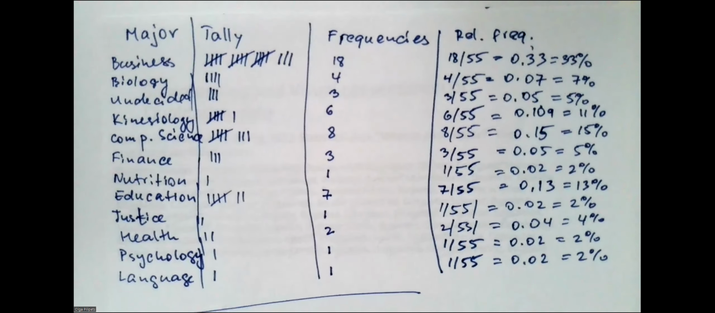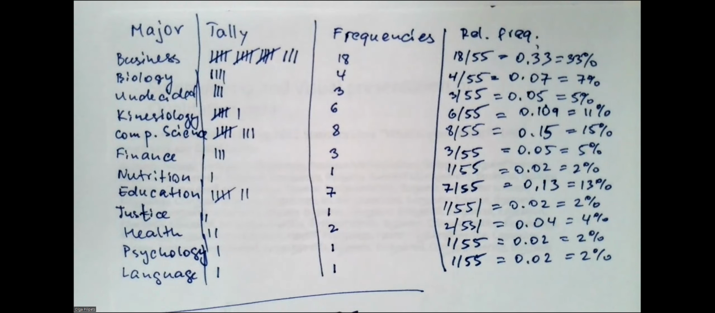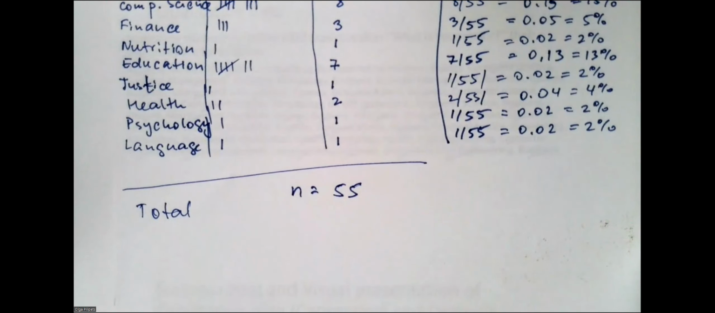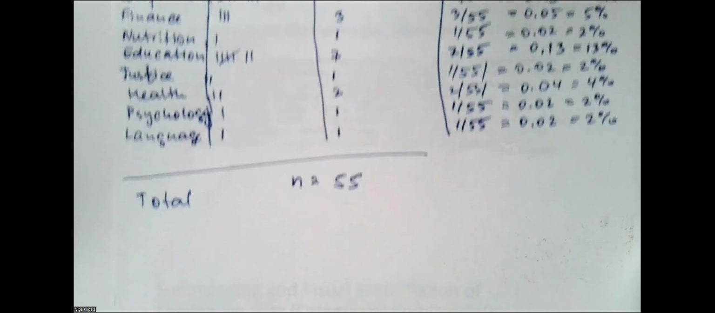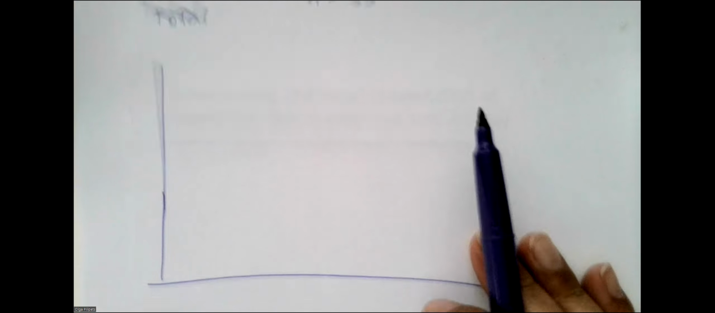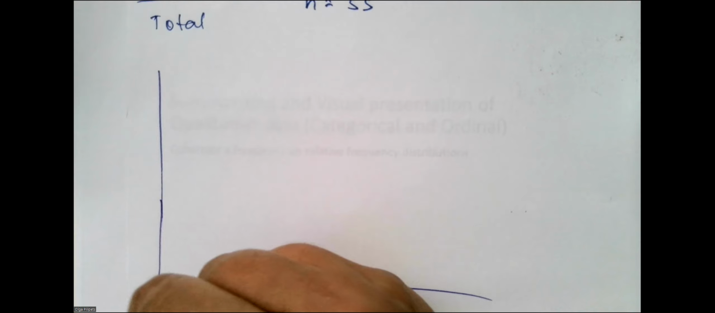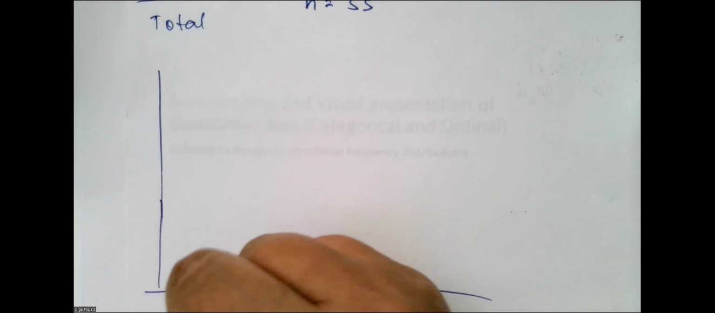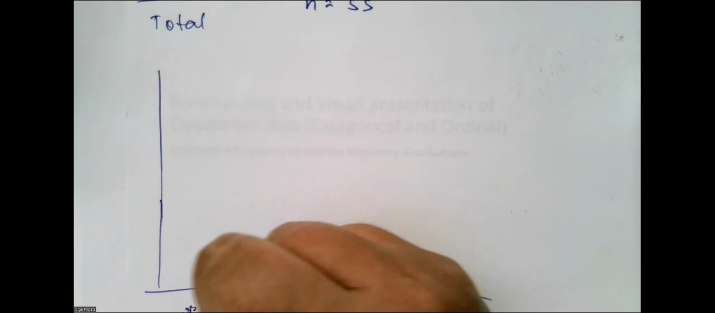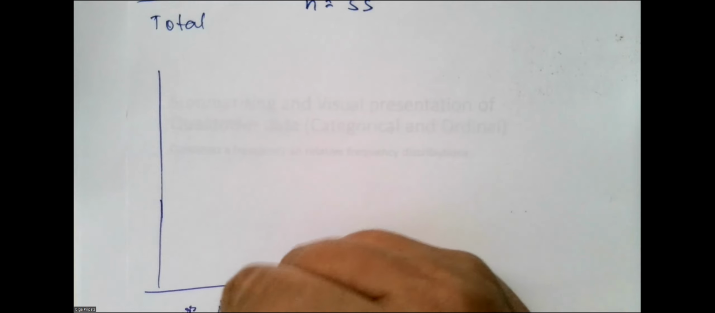So now when we have our data organized in a frequency distribution, we can present it visually by constructing a bar graph with it. So what we're going to do, we're going to create our graph, and on the x-axis, we're going to have our categories. So we're going to have our business, and then biology, and then undecided was next.